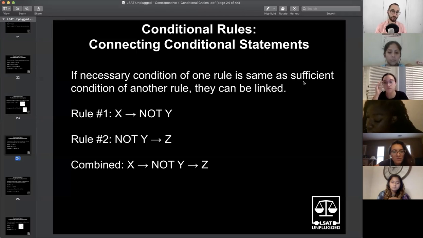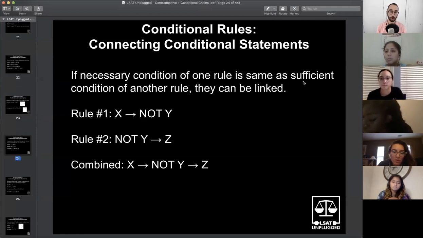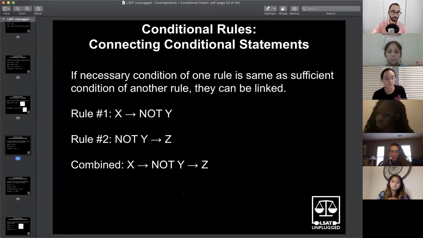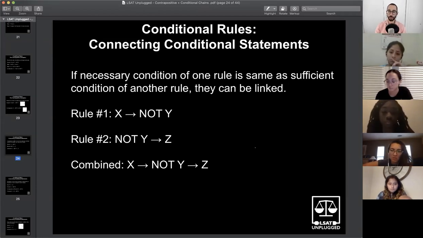So maybe they would ask you, if X is in, what must be true? Z. If Z is out, what must be true? Not X. That's the kind of inferences they're looking for you to make. And of course, with more rules added on, it gets even more complicated. Having the entire chain in front of you is really useful to solve these questions like they're nothing. Yeah, so as Alyssa's saying, exactly, you find the common variable and you use that as a way to link them together.